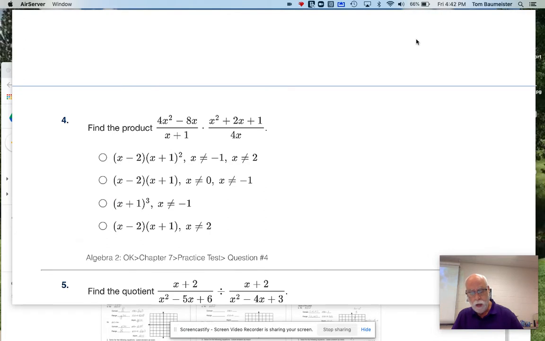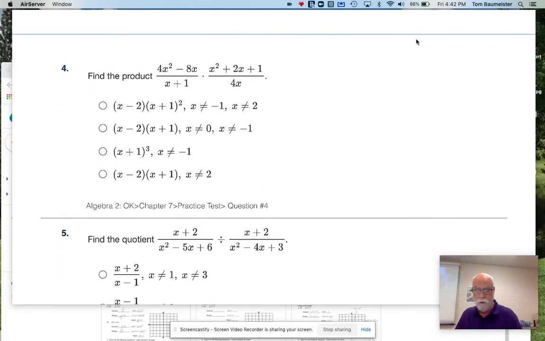Okay, number 4. Find the product of 4x squared minus 8x over x plus 1 and x squared plus 2x plus 1 divided by 4x. So again, you're going to factor stuff and get rid of stuff. So on the top one there, on the first one, we know we can factor out a 4x, and that'll give us x minus 2.